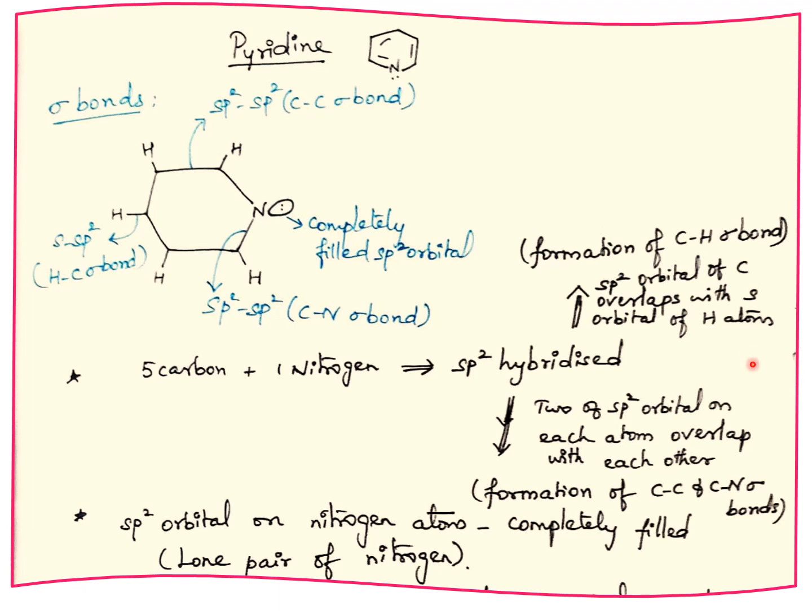And then again this sp2 hybridized orbital overlaps with the s orbital of the hydrogen atom, providing the formation of this C-H bond. All these C-H bonds have been formed by the overlap of the s orbital of hydrogen and the sp2 hybridized orbital of the 5 carbons and 1 nitrogen. So it provides the formation of the C-H sigma bond. Here the sp2 orbital on the nitrogen atom is found to be completely filled. It is said to be a lone pair of electrons on the nitrogen atom.